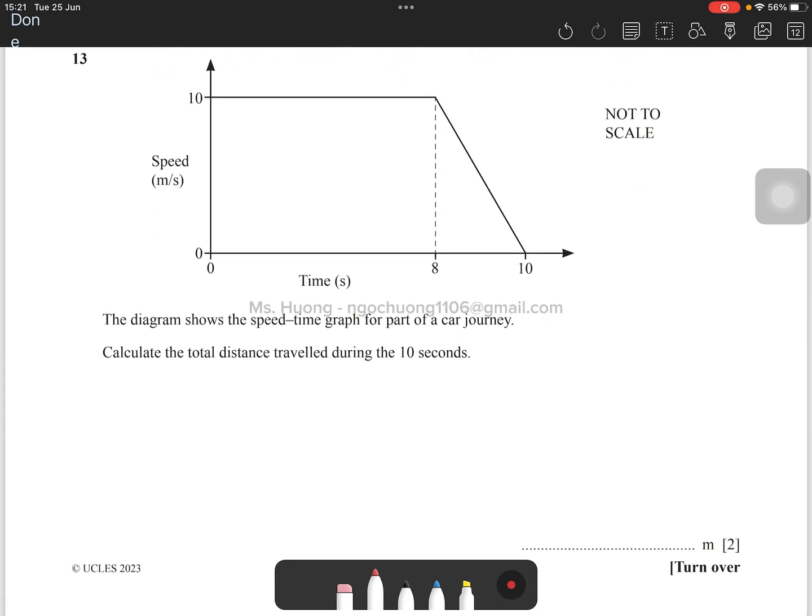Question 13. The diagram shows the speed-time graph for part of a car journey. Calculate the total distance traveled during the 10 seconds. In the speed-time graph, the total distance is actually the area of the polygon it creates. So this polygon is a trapezium, and the area of a trapezium is equal to (a plus b) times height over 2. Your a is 8, your b is 10, and the height is also 10.